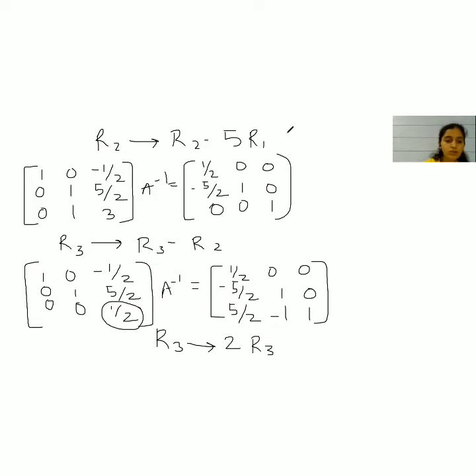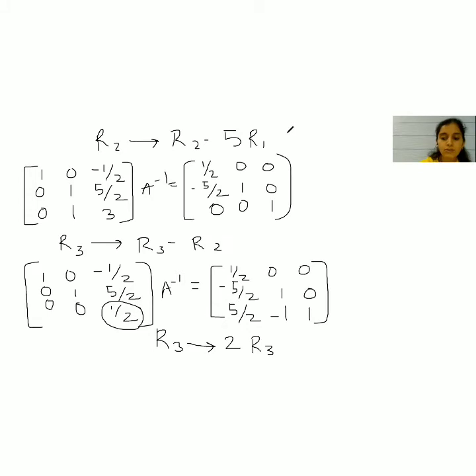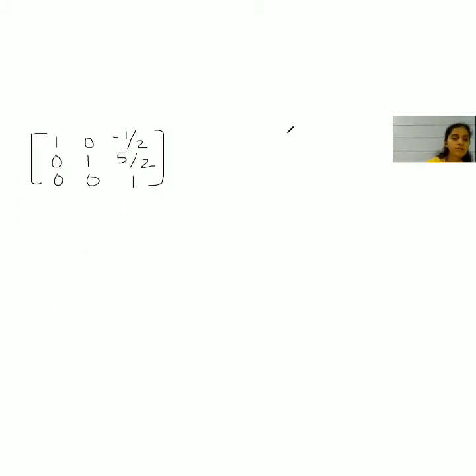R3 changes to 2R3. So we will have 1, 0, and minus half, 0, 1, and 5 by 2. Okay, and then 0, 0, and 1. In the third row, only one element is half, and that we have to change with 2R3. So 2 into half is 2. A inverse as it is.